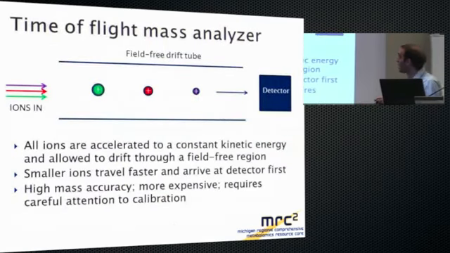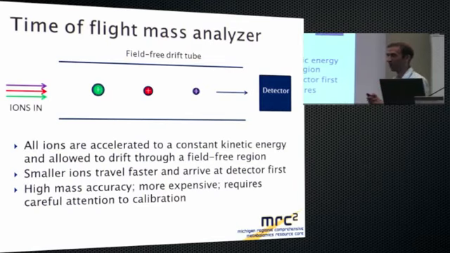A time-of-flight mass analyzer is actually the simplest to understand. You put a bunch of ions in, you accelerate them to the same kinetic energy, and you allow them to drift in a field-free region. And bigger things, because K equals 1/2 mv squared, move slower. And so the small ions hit your detector first. You have effectively a very accurate stopwatch in your detector.